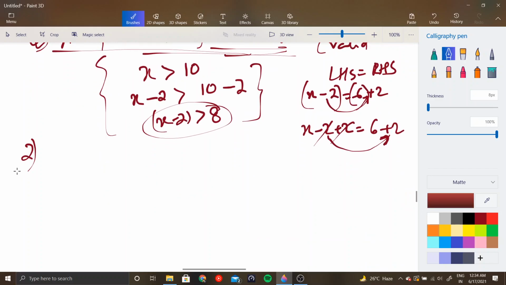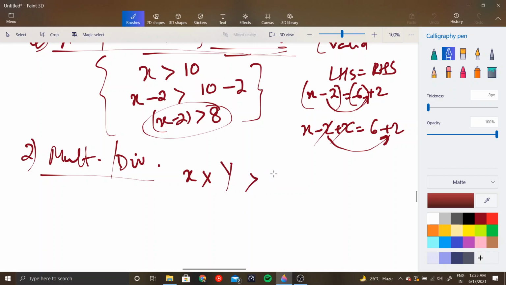Second thing, multiplication and division. Now here there is a catch. When you are multiplying or dividing both sides by a constant or anything for that matter, suppose you are multiplying with y, this will remain valid when y is a positive number. The equation will be valid.